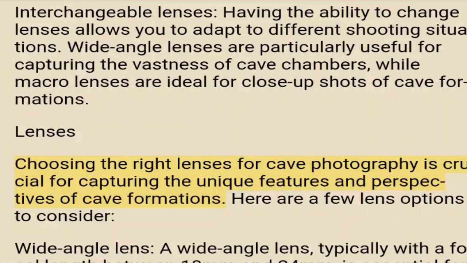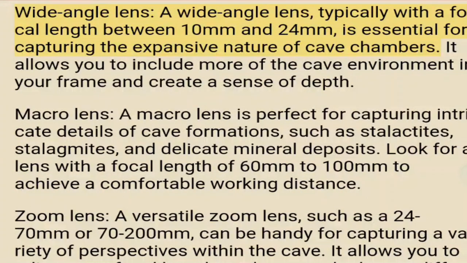Lenses. Choosing the right lenses for cave photography is crucial for capturing the unique features and perspectives of cave formations. Here are a few lens options to consider. Wide-angle lens. A wide-angle lens, typically with a focal length between 10 mm and 24 mm, is essential for capturing the expansive nature of cave chambers. It allows you to include more of the cave environment in your frame and create a sense of depth.